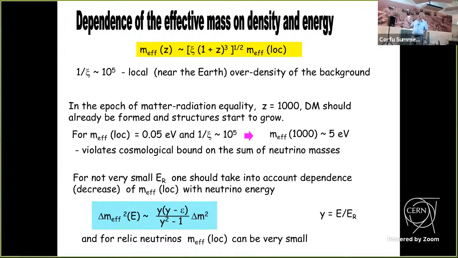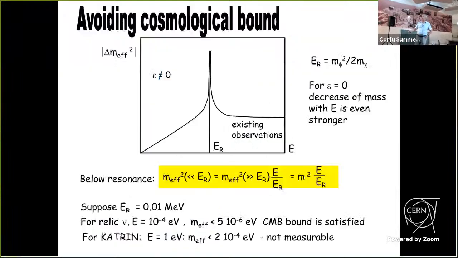So that's the effective mass, how it is related to the effective local mass which we see now in our laboratories. There's this 1/Z cubed, this redshift factor. This is the factor which gives you the ratio of the local density of dark matter and the average in the universe. And you can use this and account that the effective mass, naively, if it is now 0.05 electron volts, at Z equals 1,000 is already 5 electron volts, which is actually excluded. But one should not forget the following.